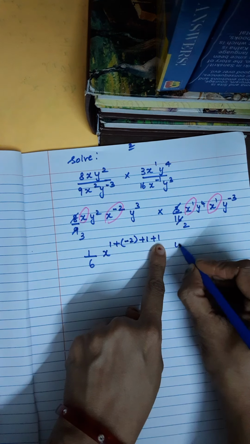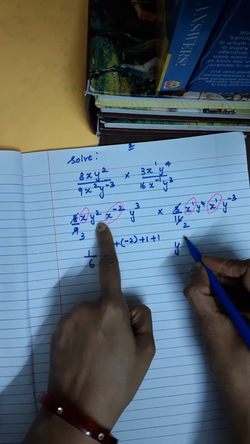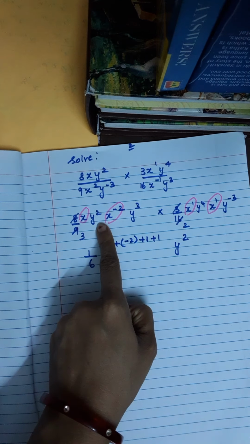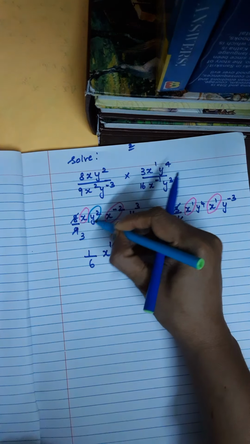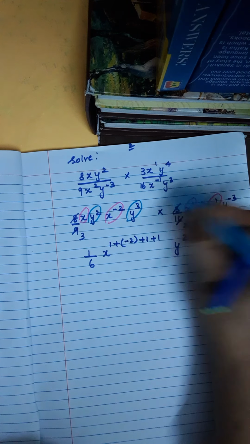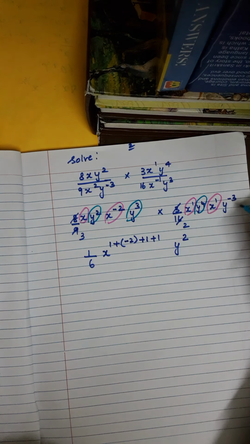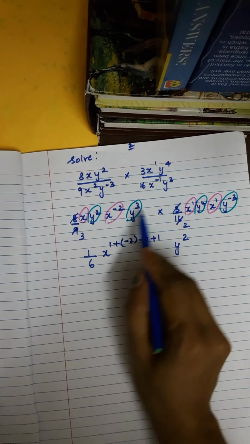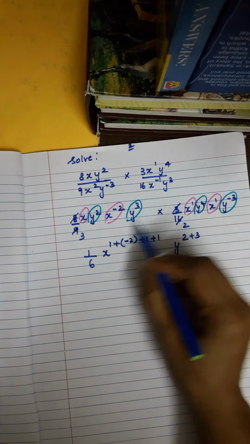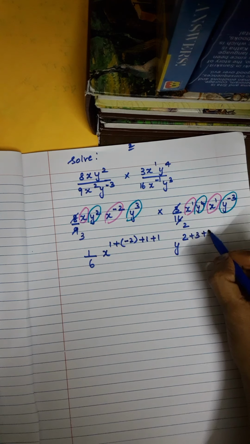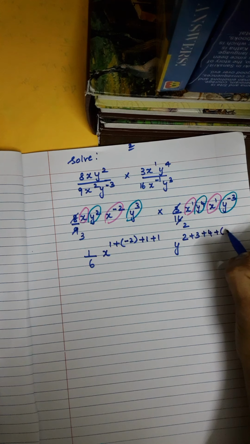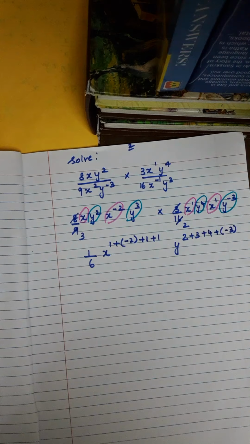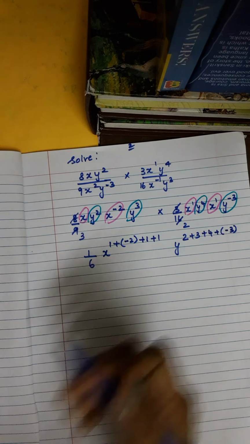Again, the same way for y, I'm going to gather all the powers. So 2, again this one, and this one. So y to the power 2 plus y to the power 3, plus y to the power 4, plus y to the power of minus 3. I'm going to write it within brackets. I'm going to solve now.